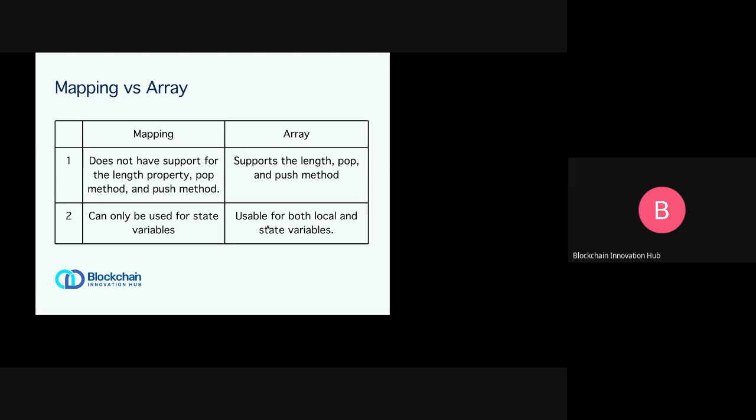Another thing again about mapping is that mapping can only be used for state variables, and the reason is because it is stored in the storage compartment, or the location. The location is storage. That's why it cannot be used as a local variable.